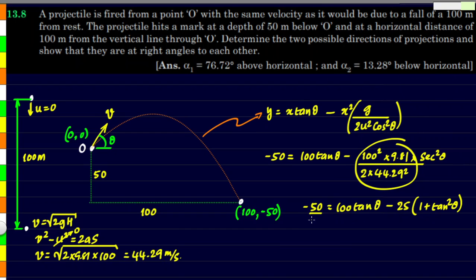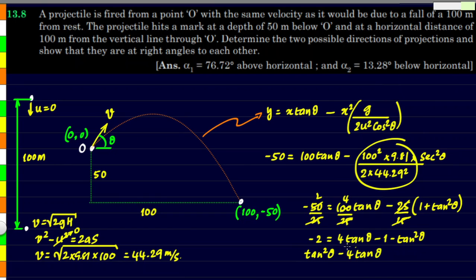So now let's divide all these terms by 25 to simplify. This will cancel altogether. Here we get 2, here we are left with 4. So we get minus 2 equals 4 tan theta minus 1 minus tan square theta. So now let's bring it in the format of a quadratic equation. So we get tan square theta minus 4 tan theta, and minus 1 when it comes to this side, we are left just with minus 1 here, so equal to 0.